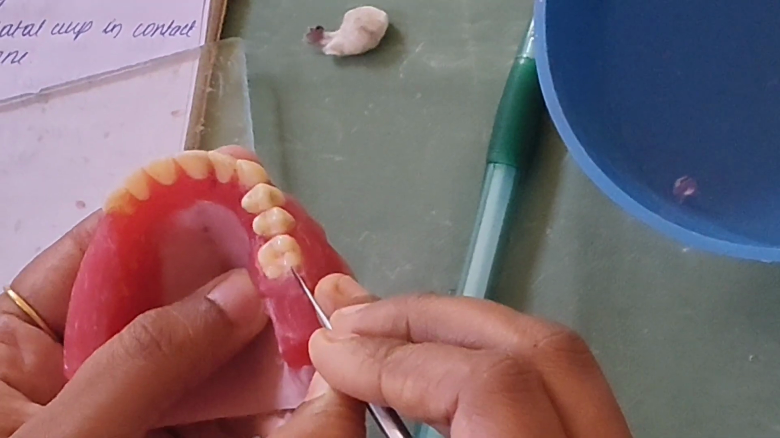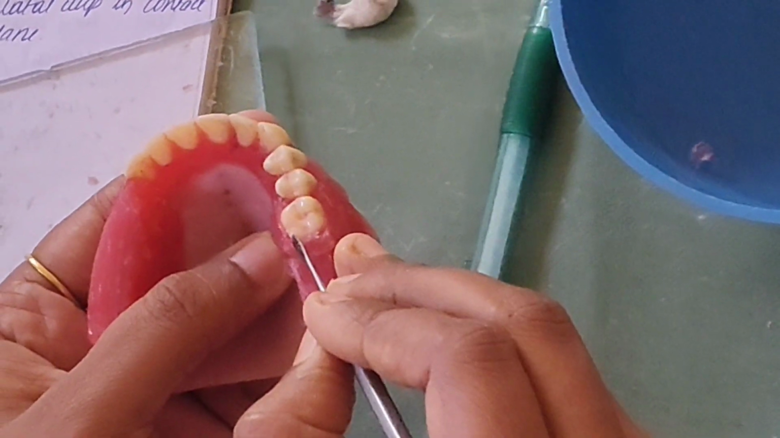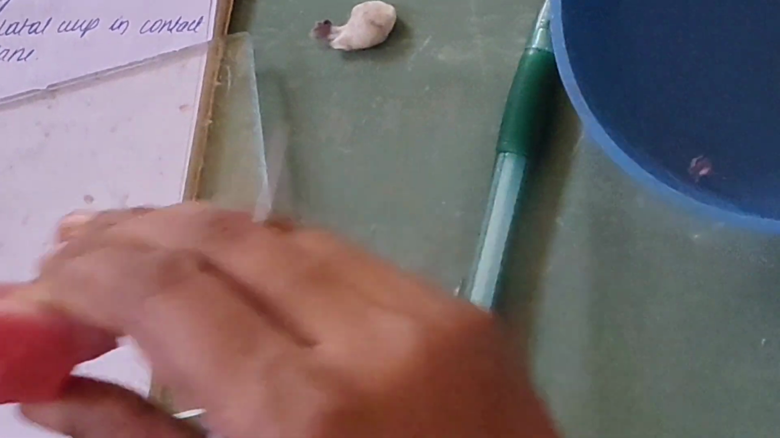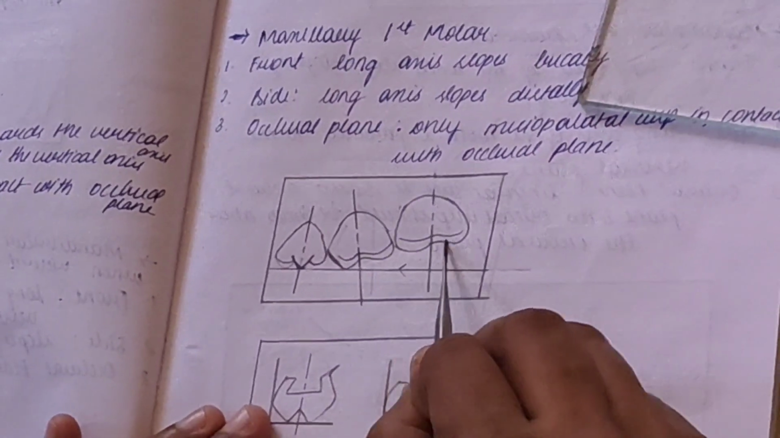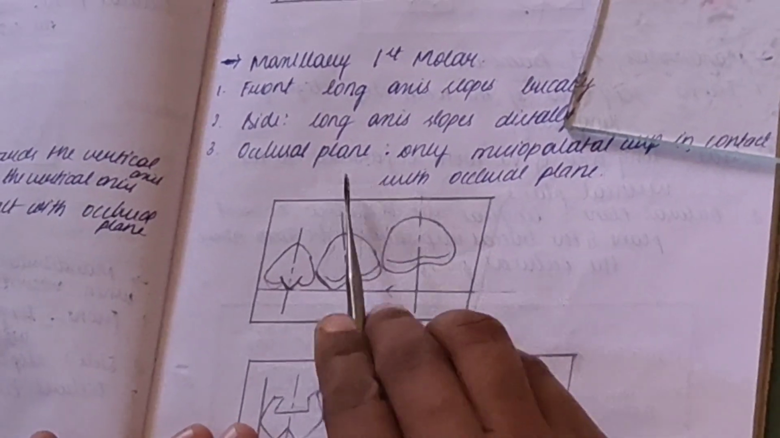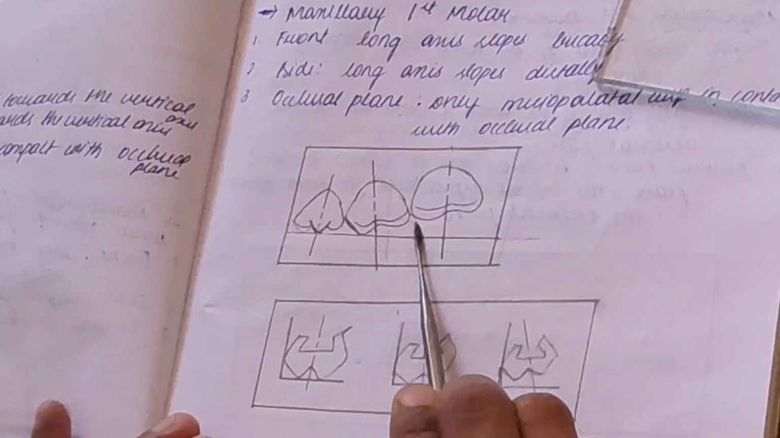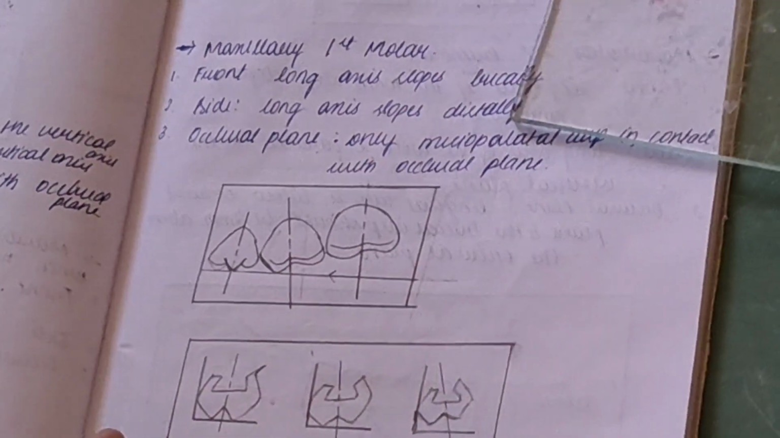Disto-buccal. Mesio-palatal. Disto-palatal. So when we see this in the glass plate, it will go like this, as shown here. This won't be straight. It will be slightly tilted, and in this way it will go. One curve it will form.